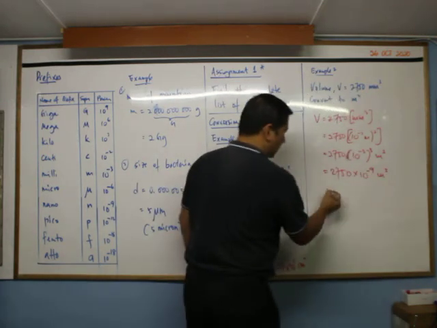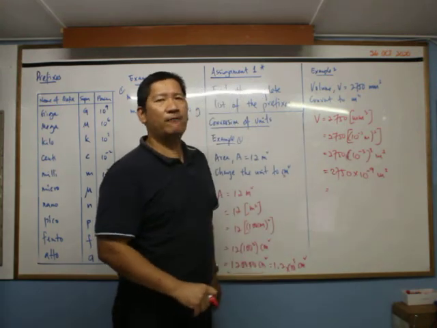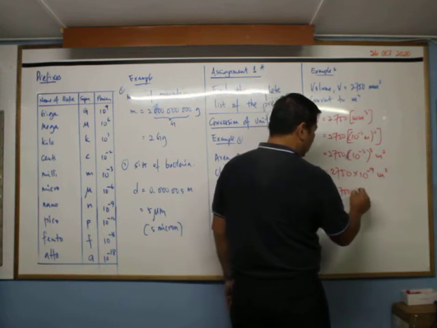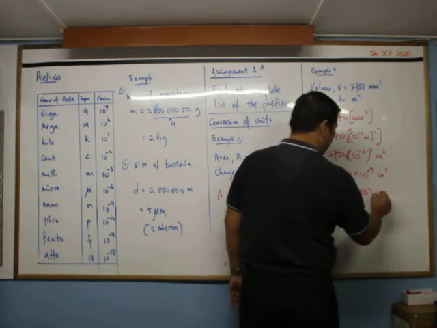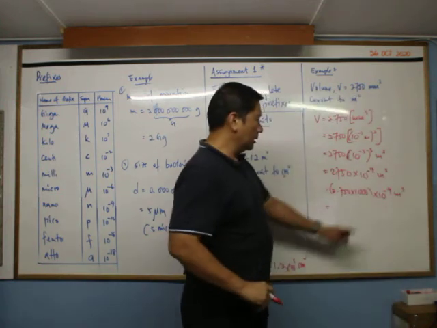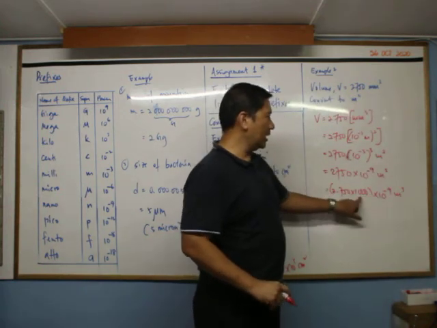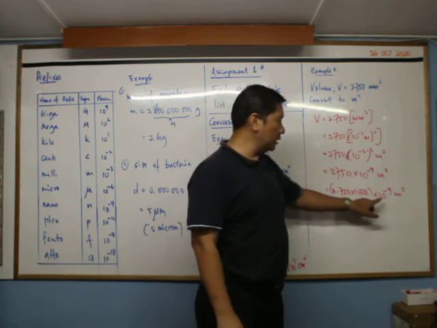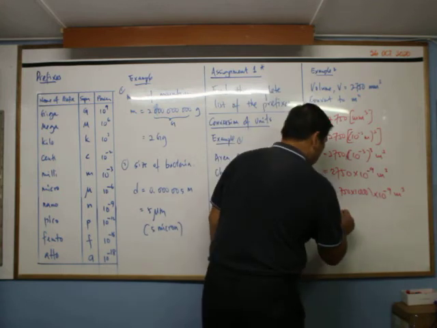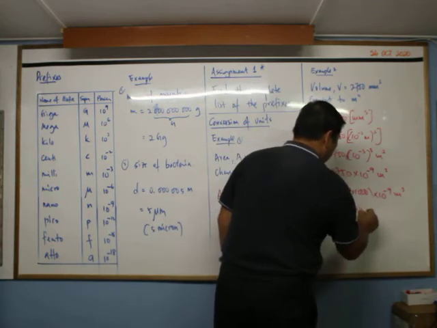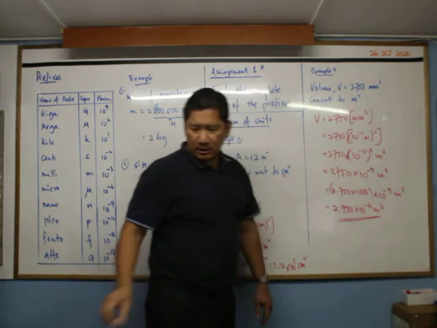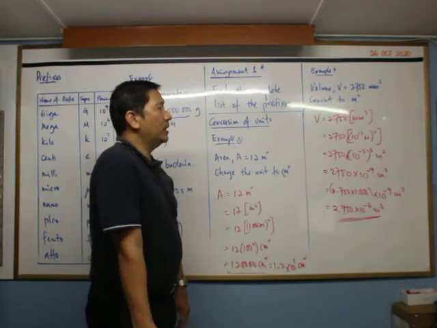cubic meter. But this is not a good standard format. So you change it to 2.750 times 1000 times 10 to the power negative 9 cubic meter. So finally, you combine this and this. This is 10 to the power 3, and 10 to the power negative 9, you get 10 to the power negative 6. So 2.750 times 10 to the power negative 6 cubic meter. Alright, so that is how we convert units.